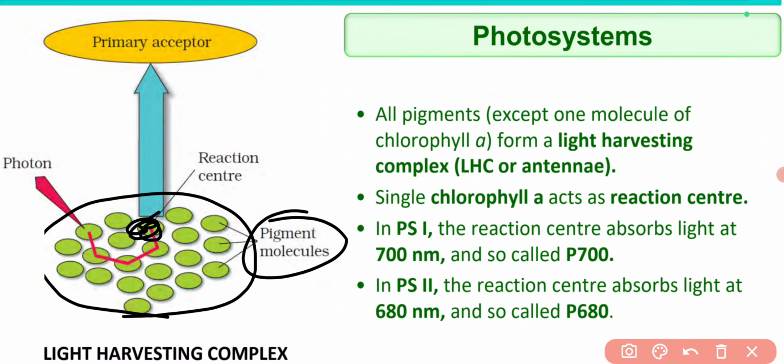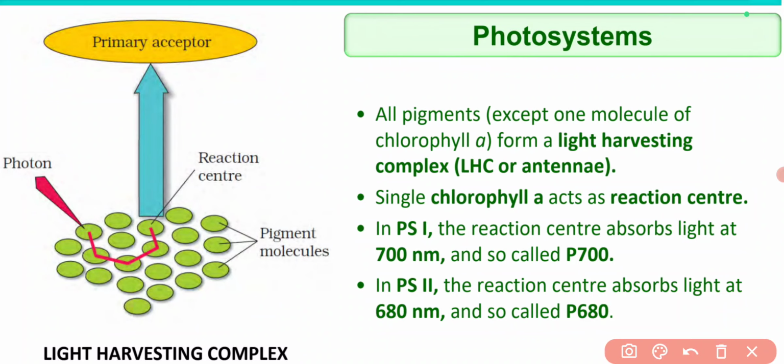A single chlorophyll a acts as the reaction center. It is also labeled here. In PS1, the reaction center absorbs light at 700 nanometers and is so called P700. In PS2, the reaction center absorbs light energy at 680 nm and is so called P680.